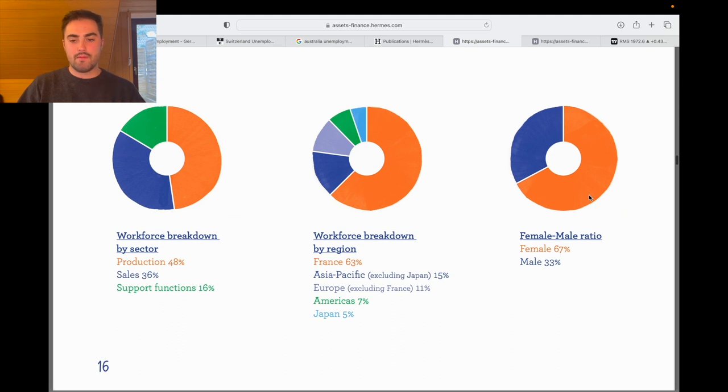Here we can see a breakdown of the workforce. That's so good. It's not that special. The majority of people work in France, and the most people percentage-wise work in production, followed by sales, and the majority of people that are employed are female. So far, so good. All of that has nothing to do with the $4,000 so far.